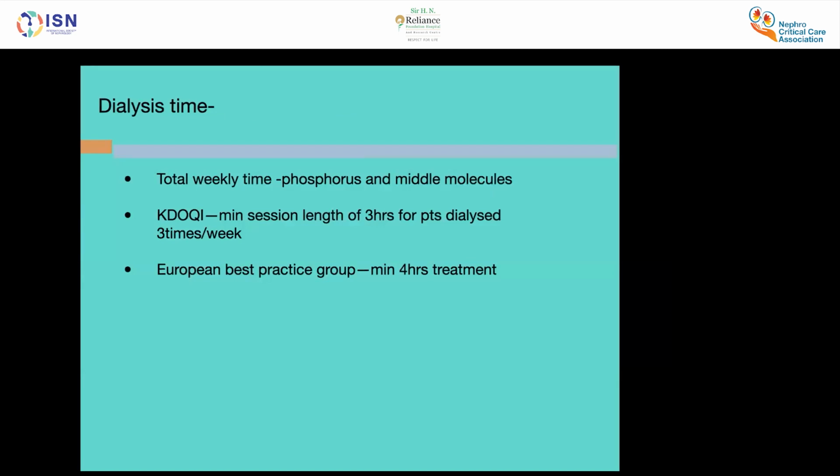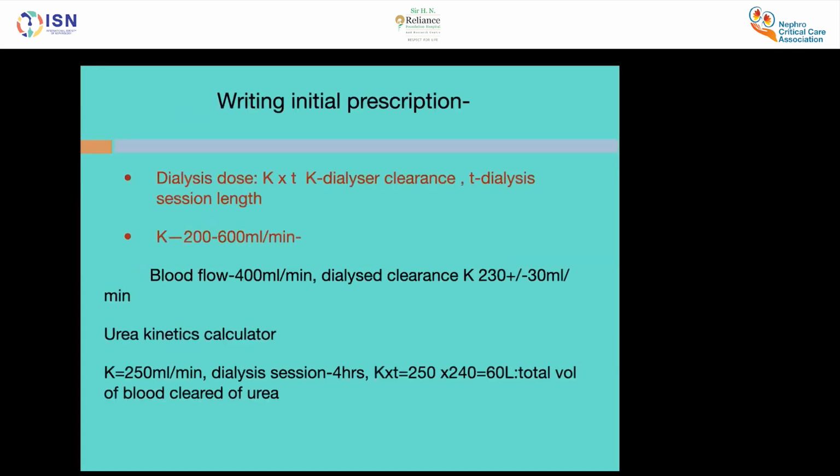The dialysis time, total weekly time, can contribute to phosphorus and middle molecule clearance. KDIGO guidelines show a minimum session length of 3 hours for patients dialyzed three times a week. The European best practice group recommends a minimum of 4 hours of treatment in chronic hemodialysis patients.